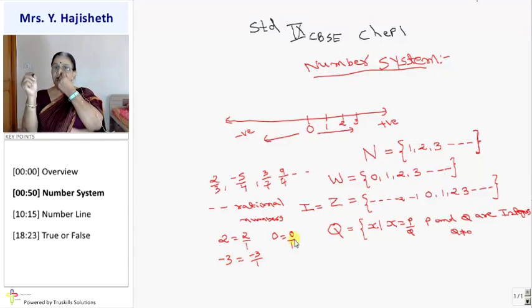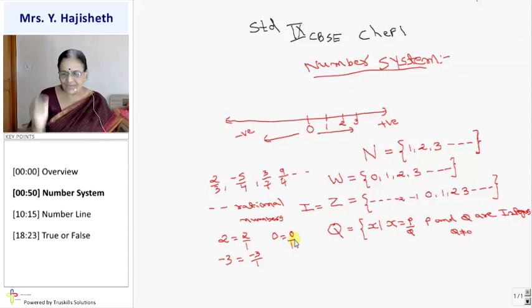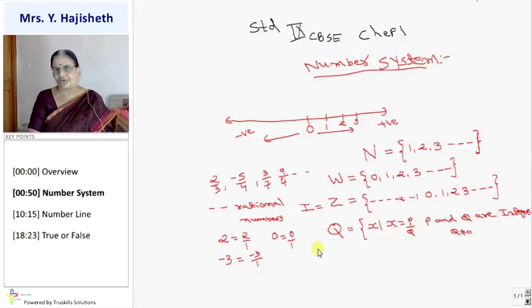So all natural numbers, all whole numbers, all integers are rational. So I can say, you have learned set theory in state board. Otherwise I can say all natural numbers belong to W. So N is a subset of W.